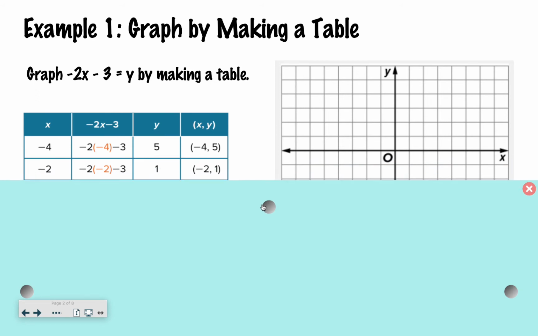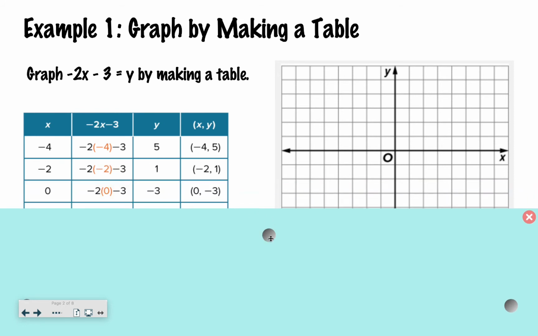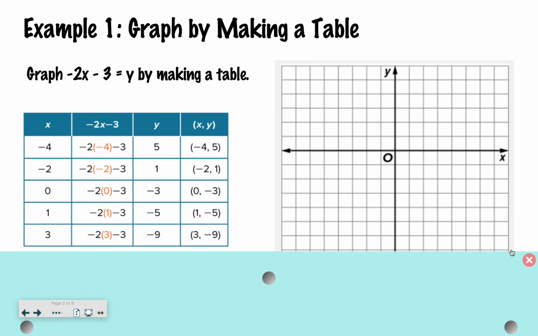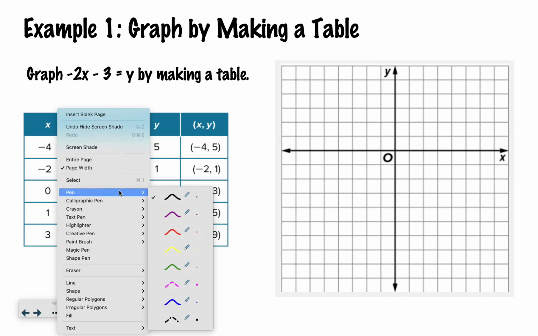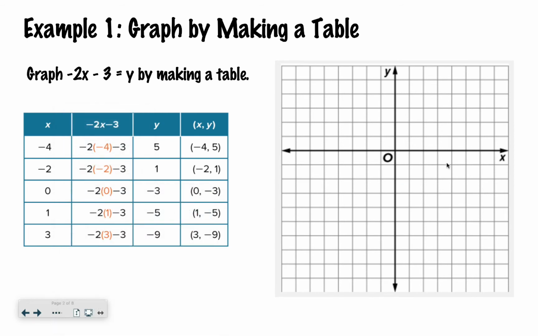And then I do that same process. I say negative 2. So I have negative 2 times negative 2 is a positive 4. Minus 3 is a positive 1. My ordered pair is negative 2, 1. So you can see I've plugged in and got 5 different points there. So that's how you do the table portion. And then all you're going to do is simply plot those points.